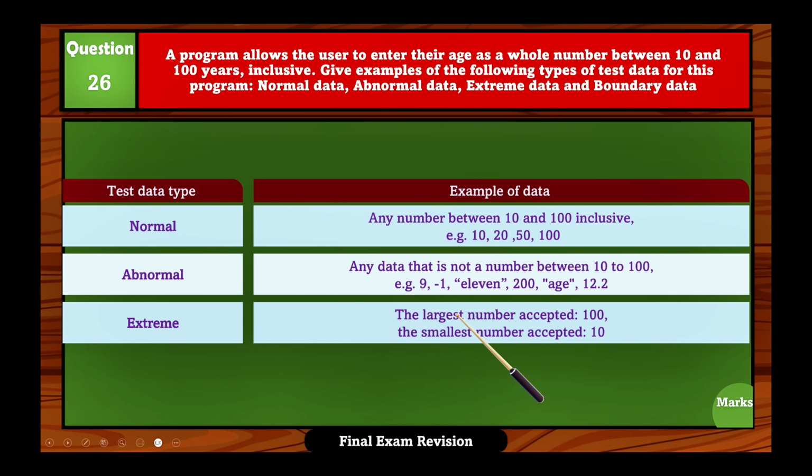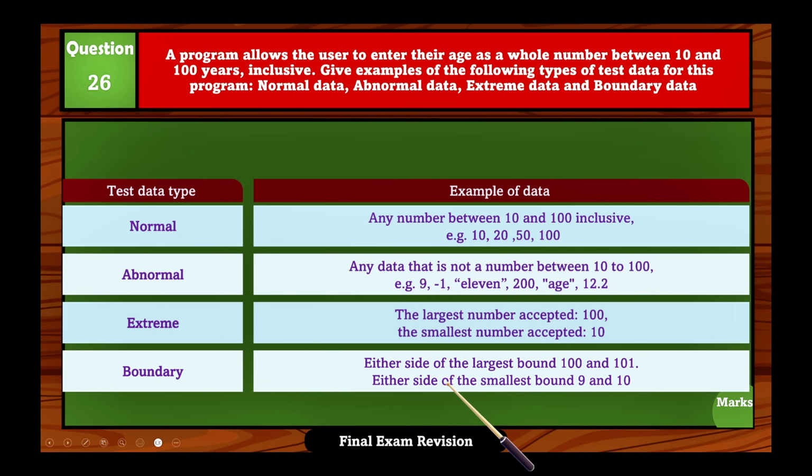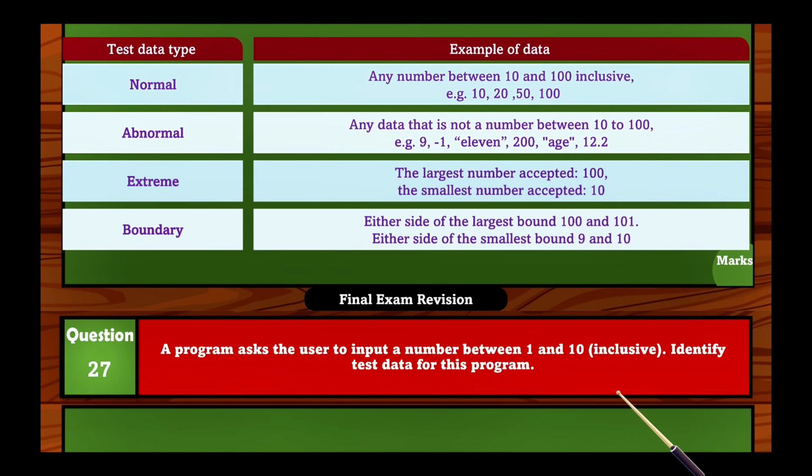Then extreme data: the largest number accepted is 100 and the smallest number accepted is 10. So this is our extreme data. Now let's see the boundary data. Boundary data is either side of the largest bound, 100 and 101, and either side of the smallest bound, 9 and 10. That is our boundary data for this program.